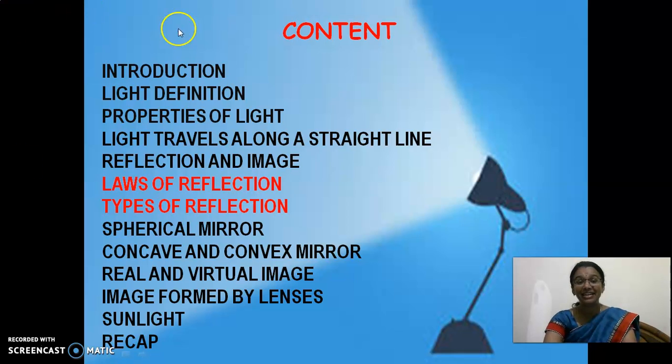So these are all the contents, right? In the previous session, we had completed introduction, definition of light, properties of light, light travels along a straight line, reflection and image. Today we are going to see two topics, that is laws of reflection and then types of reflection. What is it? Laws of reflection and then types of reflection.